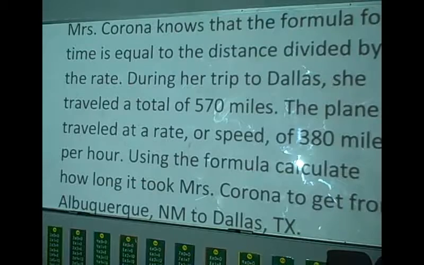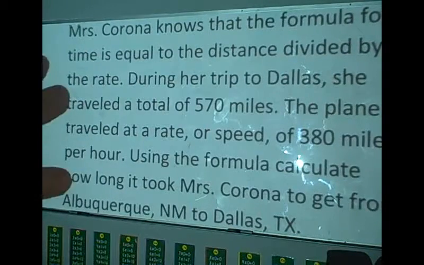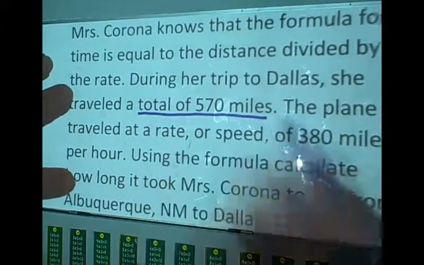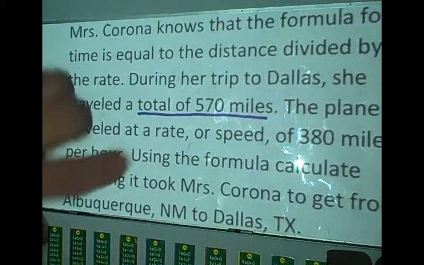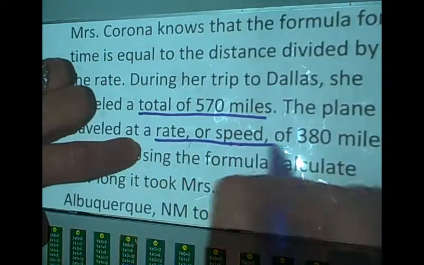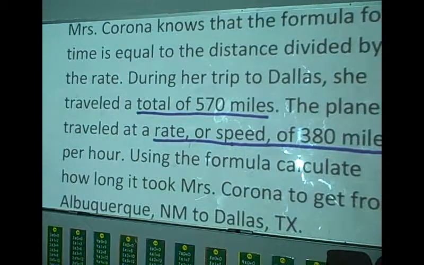Okay, I'm going to go back to my problem and underline the important information I need. I need to know that I traveled a total of 570 miles. I also need to know the rate or speed that the airplane traveled, and that it traveled at a rate of 380 miles per hour.